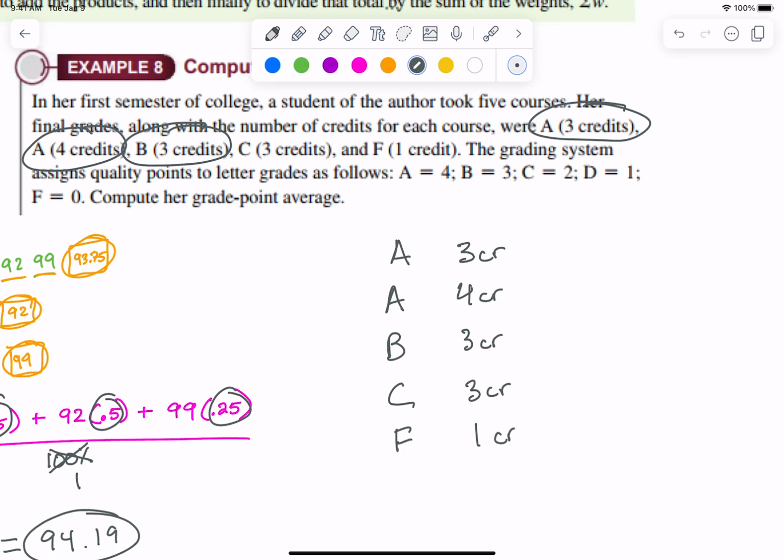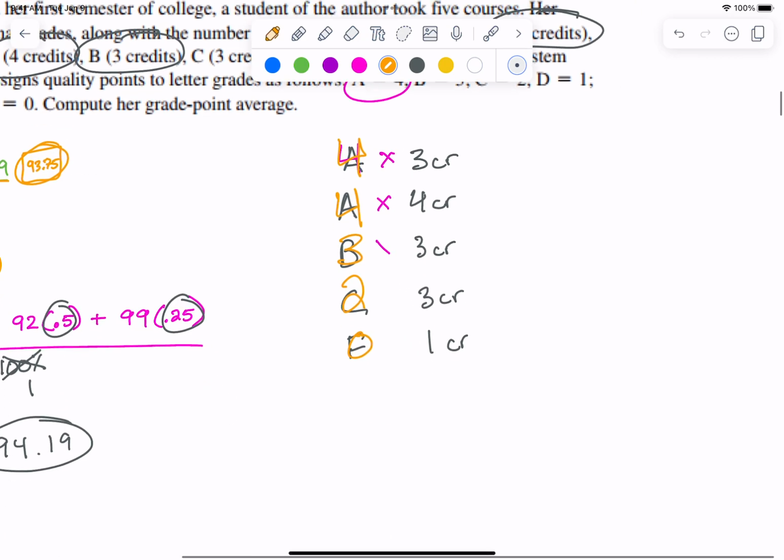Now, when finding an average, we usually multiply those together. But how do you take A times 3? One is a number and one is a variable. So what we do is say an A is worth 4, so instead of A we multiply by 4. A B is worth 3, a C is worth 2. We don't have any D's, but an F is worth 0.